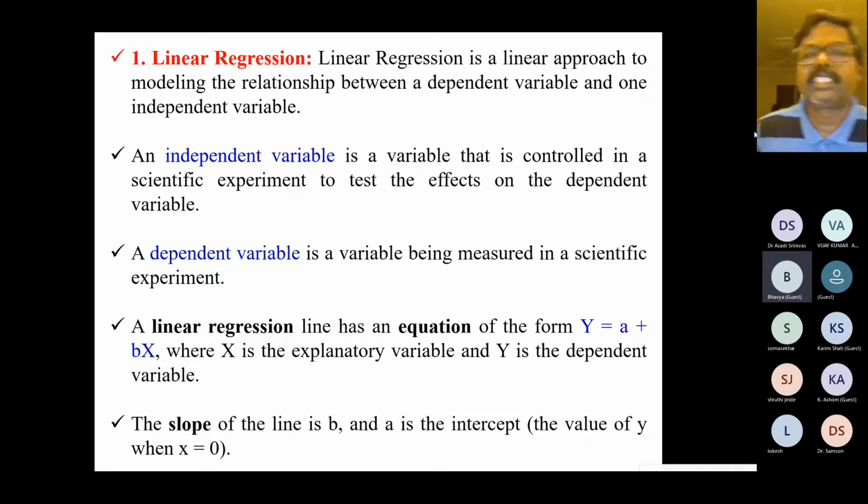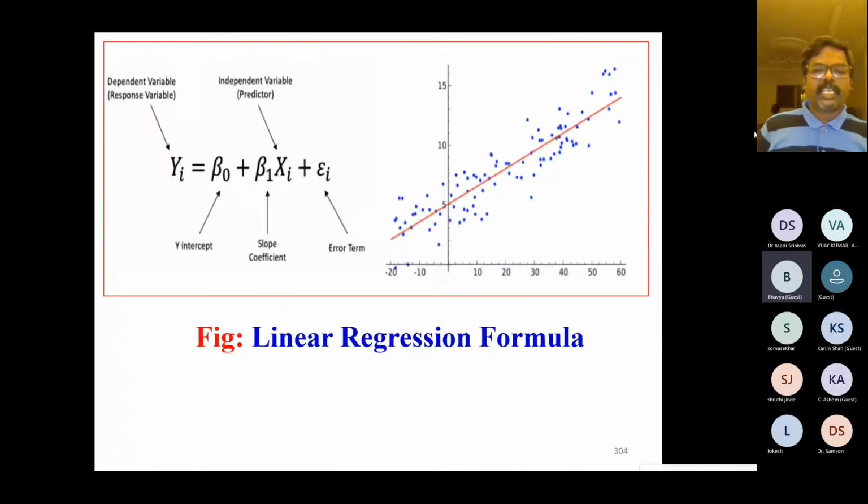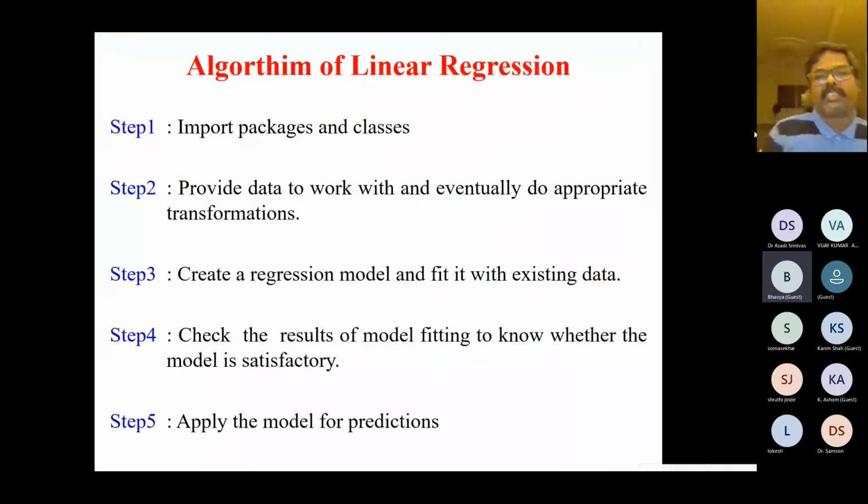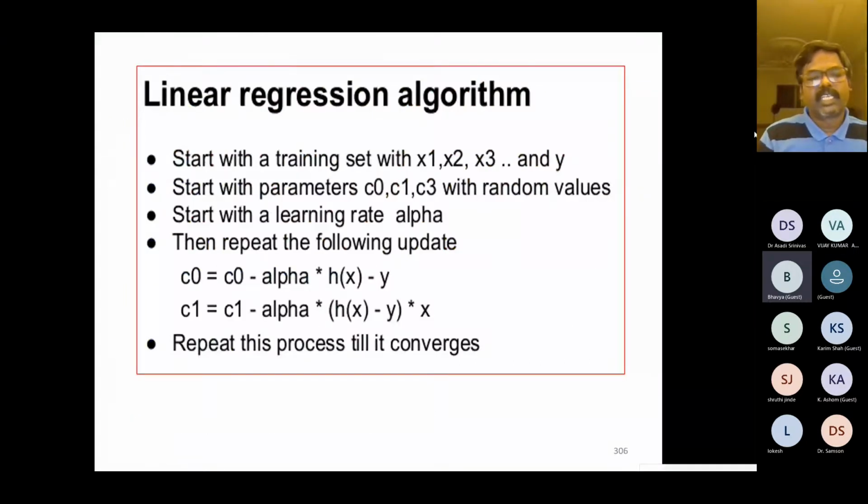Linear regression is an approach to modeling the relationship between a dependent variable and an independent variable. Y is equal to mx plus c. If you see the linear regression formula, we are solving it. yi is the dependent variable and xi is the independent variable. The intercept is b0, b1 is the slope coefficient, and there is an error term. So this is the Python algorithm for linear regression we are solving. By using these algorithm steps, we are solving this linear regression Python code.